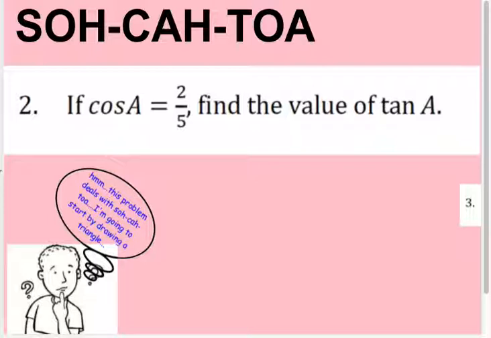Okay. Example 2, if cosine of A is equal to 2 over 5, find the value of tangent of A. Well, remember that cosine is adjacent over your hypotenuse.